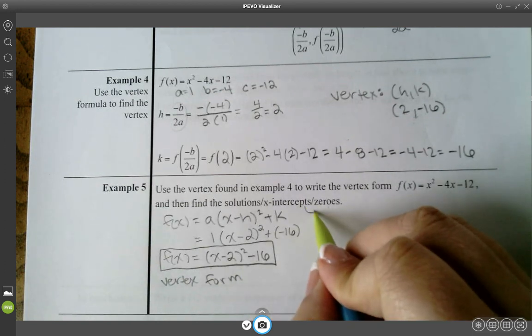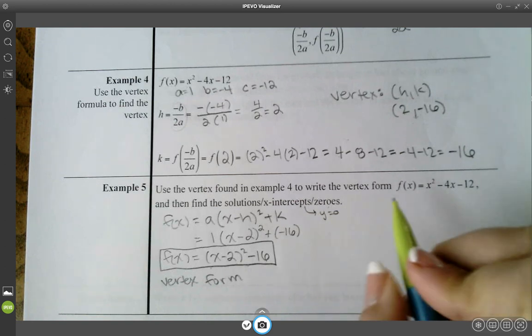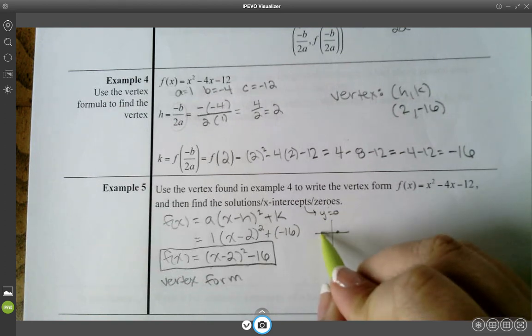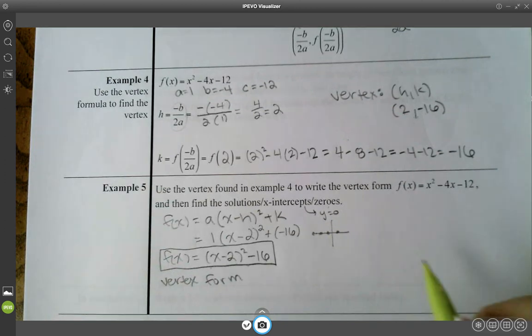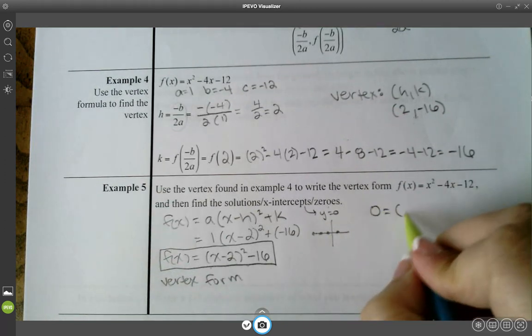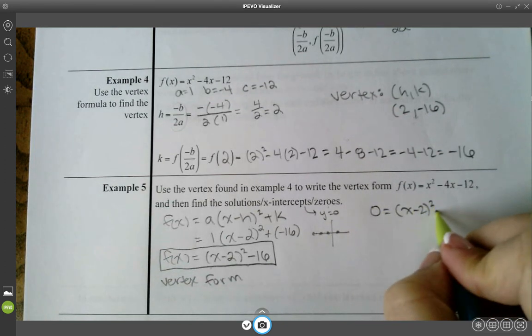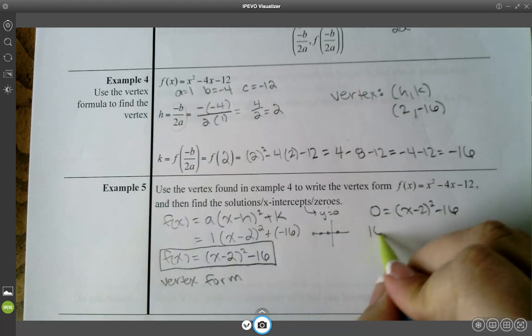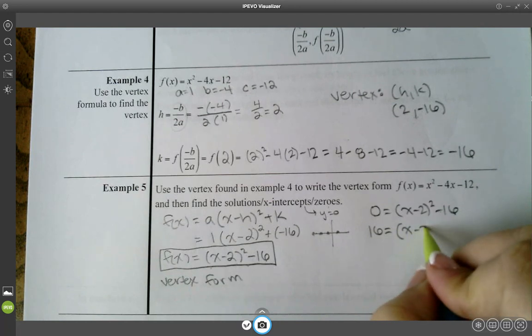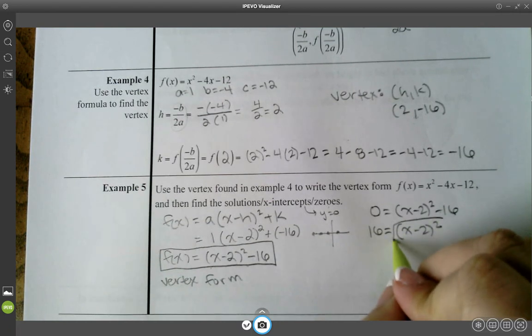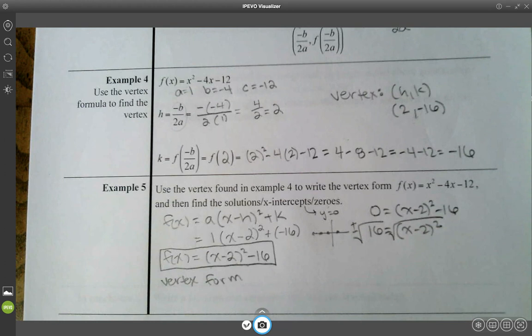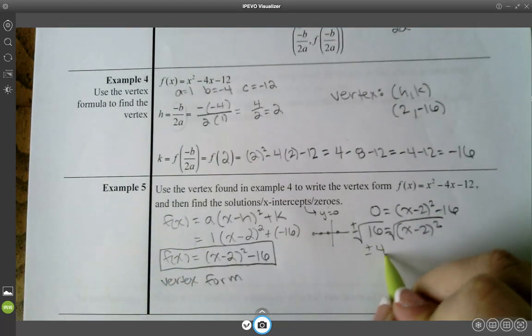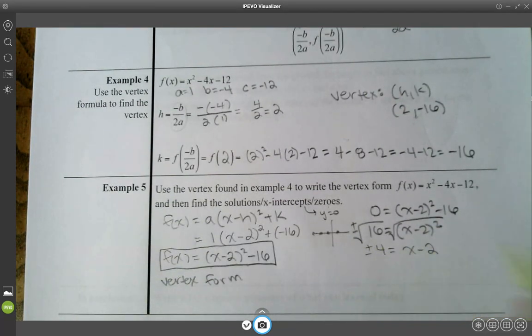The x-intercepts means y equals 0, right? On the x-axis, all of these points have a y value of 0. So we have 0 equals x minus 2 squared minus 16. Add 16 to both sides. 16 equals the quantity of x minus 2 squared. Square root property with the plus or minus. So we have plus or minus 4 equals x minus 2.